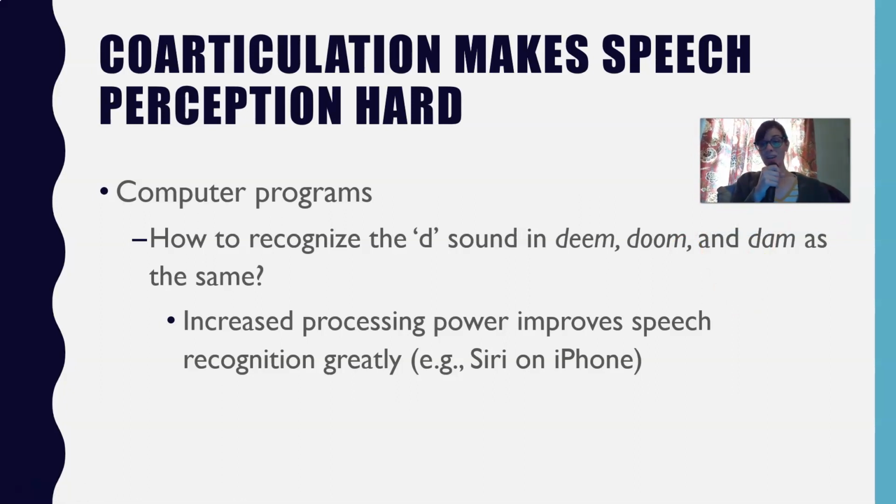And one of the ways that you can kind of see this is with computer programs. How did they actually recognize the D sound in deem, doom, and damn as the same when each of them sounds slightly different from each other with respect to co-articulation? And one of the things that we find is that increased processing power improves speech recognition very, very greatly. So here's kind of one of the ways that we can see this.